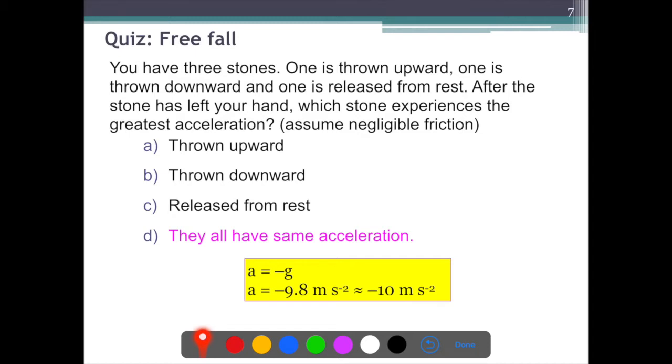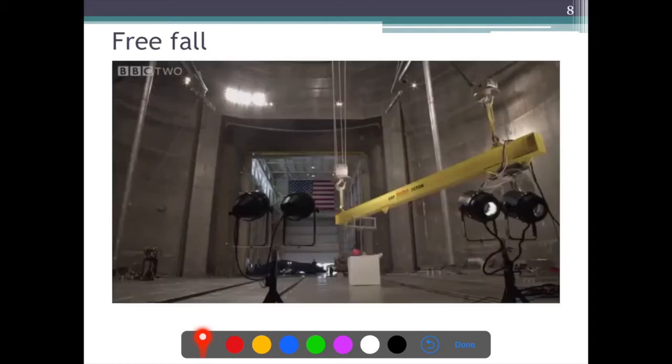It's a little bit difficult to visualize that, because sometimes when we drop a stone and a feather on the surface of the earth, we'll see that the stone falls faster than the feather. But that's because air resistance is not negligible under that experimental condition. Now watch this video where they simulated the conditions for free fall and air resistance is negligible.